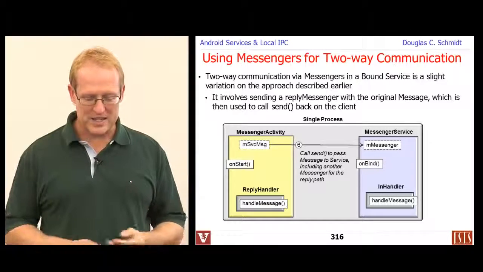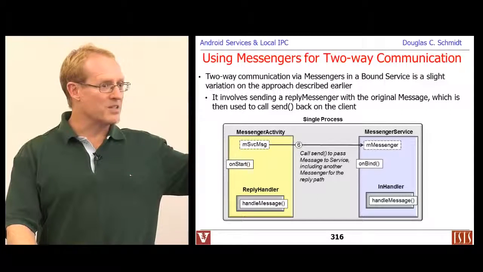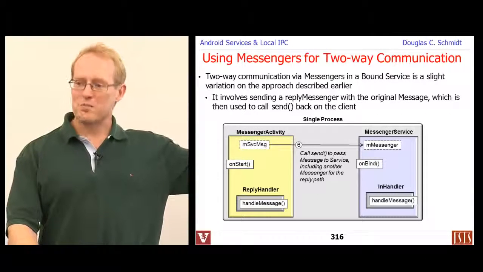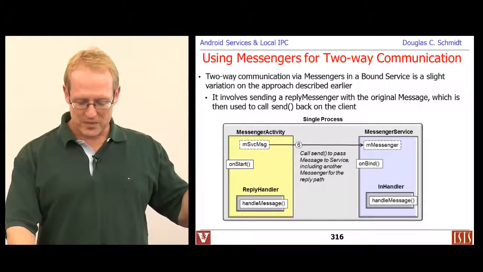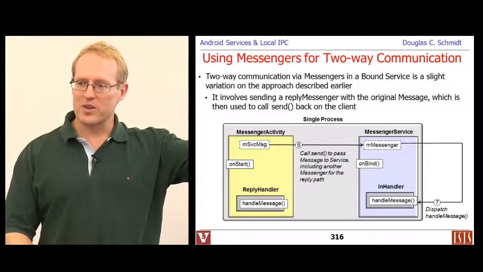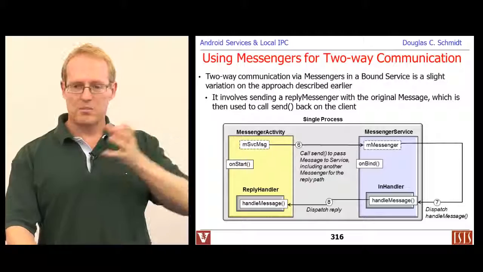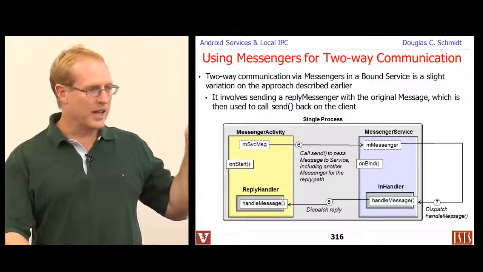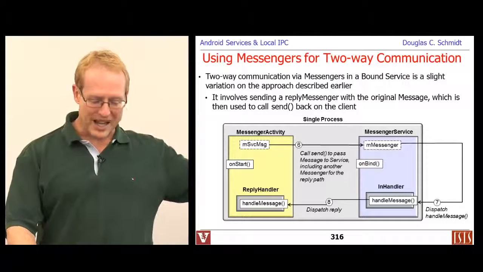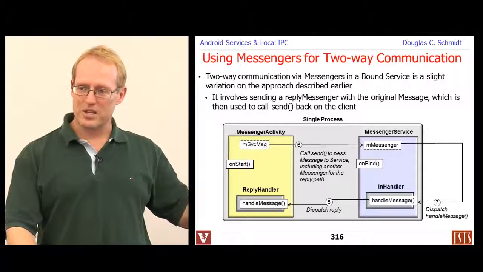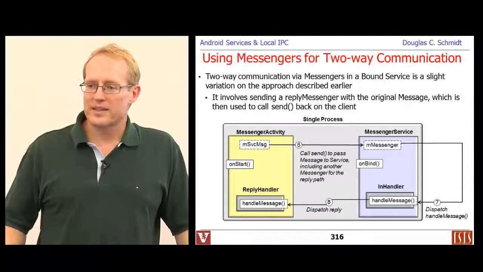What you're going to have to do in that case is pass another messenger along with the first message. You're going to have to create something that will tack on the messenger with the original message. That'll then get sent over to the service side where it'll be reconstituted back to a message, and then you go ahead and have the service side dispatch the reply by calling send on the reply handler. So you'll have a reply handler message which will then take the handle message back. So there's a few more steps.